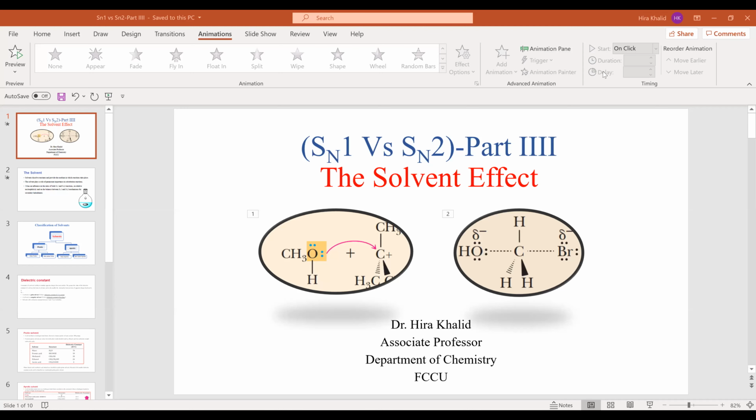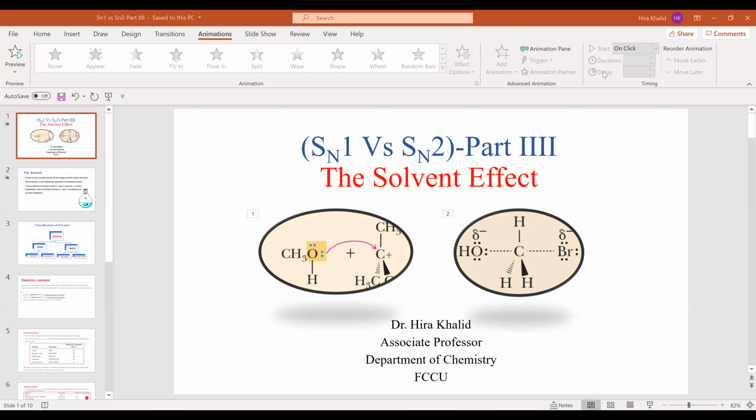Hi everyone, this is Dr. Hira, and in this lecture, we will see how the solvents influence the nucleophilic substitution reaction and what the preferred solvent is if we have to look into the reaction that is SN1 or SN2. So in the same lecture, we will also define some of the classification and the characteristics of the solvents.